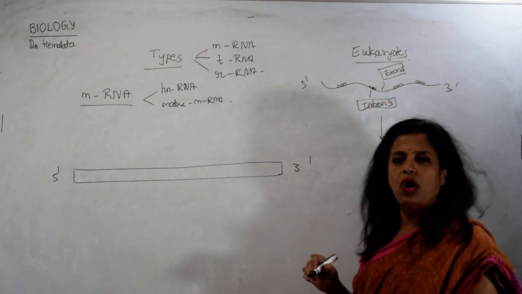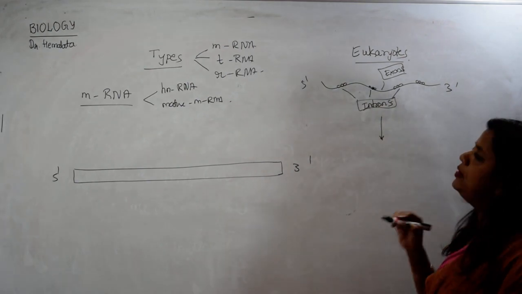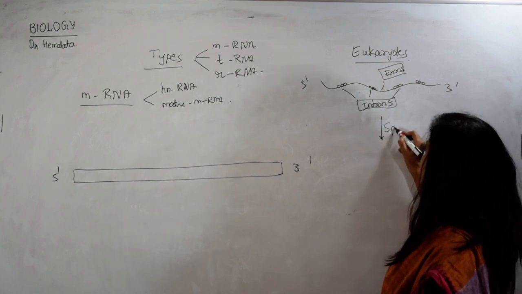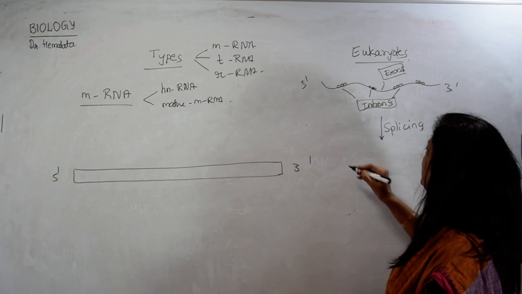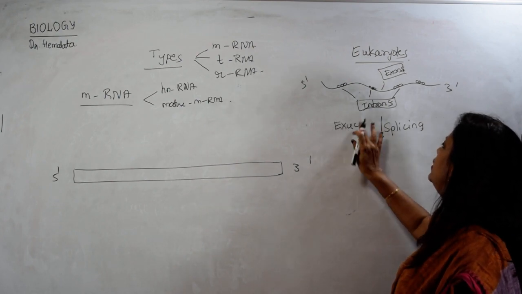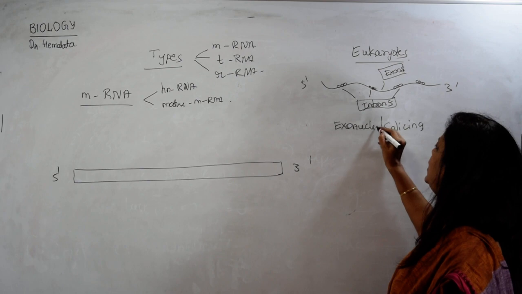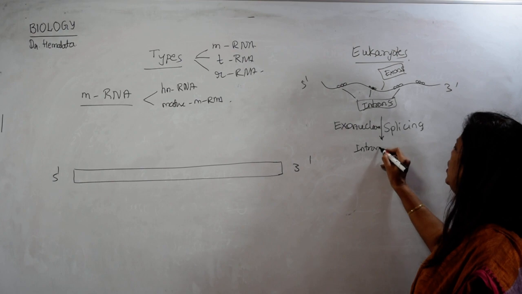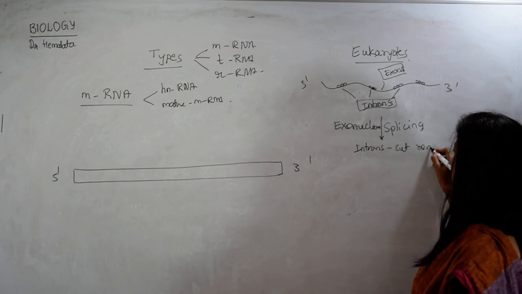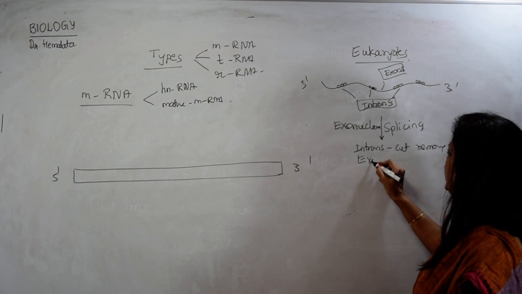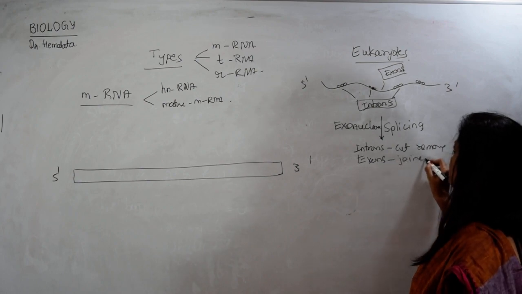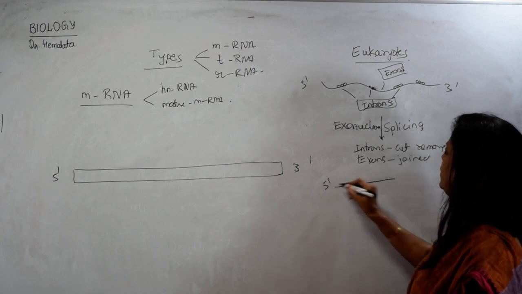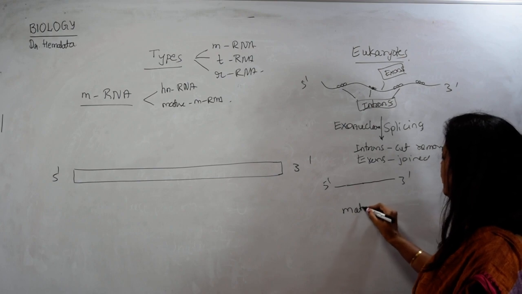Here, all these non-coding sequences are going to be cut and removed. This is called splicing, where exonuclease activity happens. What happens here? All the introns are cut and removed, and exons are joined. This results in all exons coming side by side and joining, right? This is the 5 prime, 3 prime. This is a mature RNA.